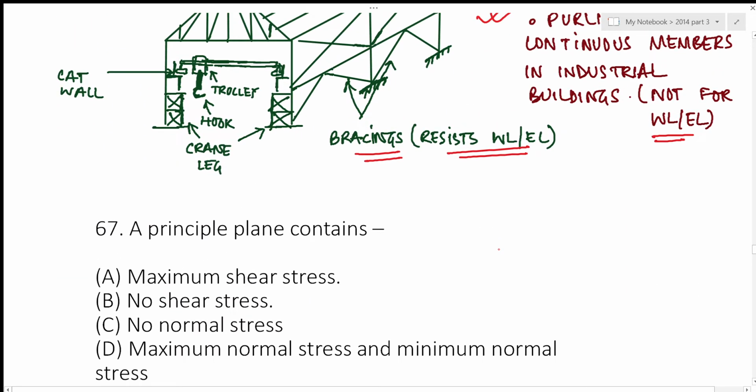Next question, a principal plane contains. Now a principal plane contains no shear stress. The answer should be no shear stress.